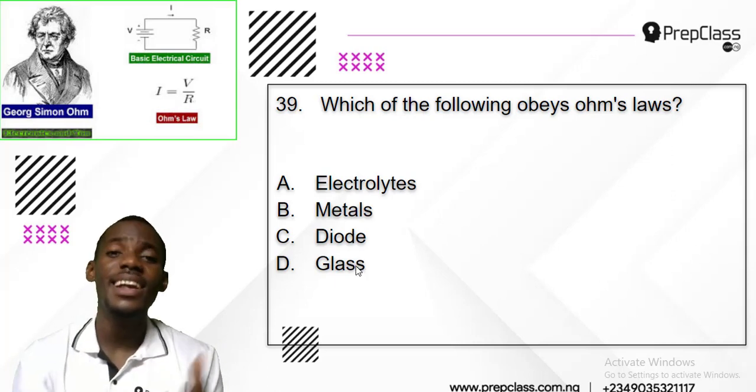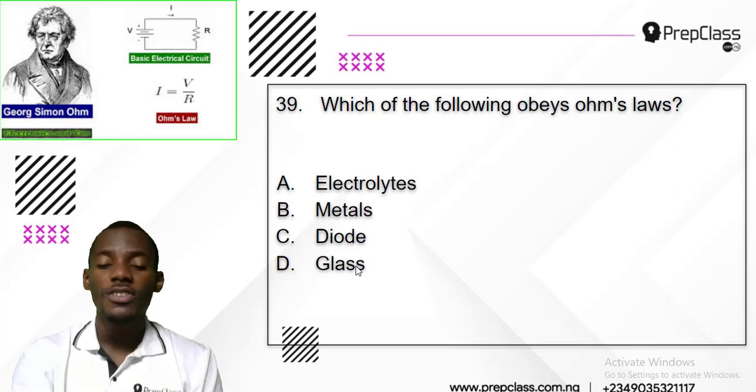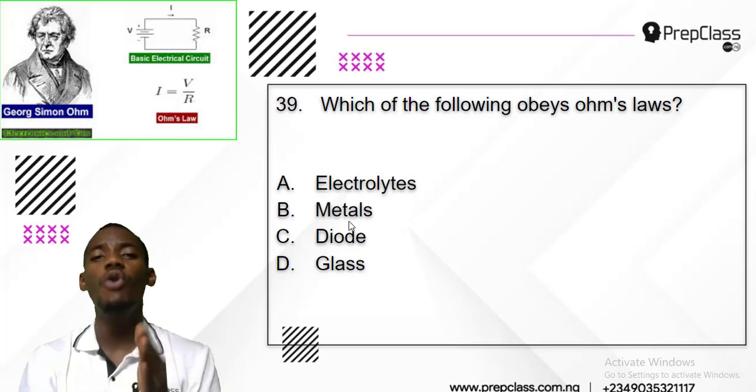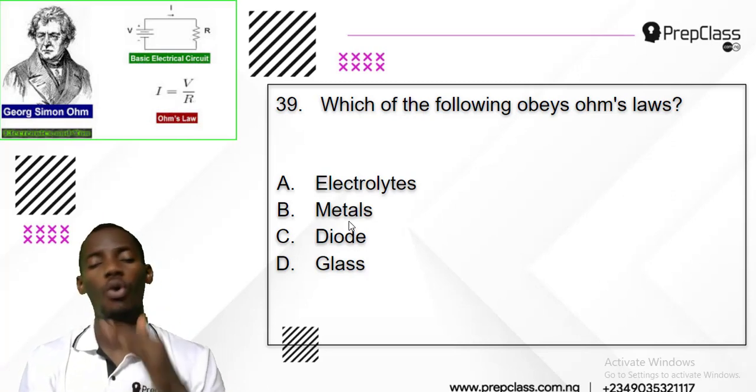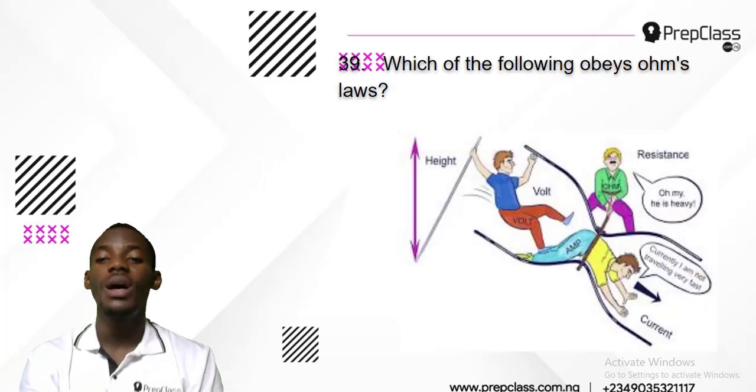Then glass is an insulator, for God's sake. Glass does not obey Ohm's law at all. So the only ones that totally obey Ohm's law are metals. All metals obey Ohm's law, and that is it.